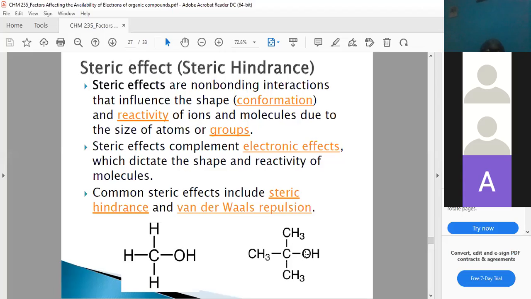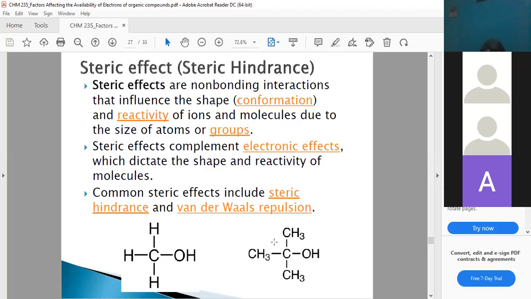Like in this case here, you look at these two examples, methanol and tertiary butyl alcohol, or tertiary butanol if you like. You can see that this carbon is surrounded by hydrogen and hydroxyl, but this carbon is surrounded by methyl groups and hydroxyl. This carbon and hydroxyl is free, whereas this one is crowded because of the methyl group. This is what we call steric. This will constitute steric effect and ultimately steric hindrance.